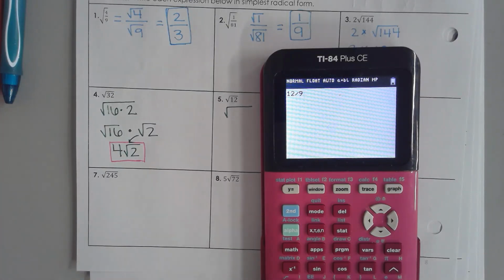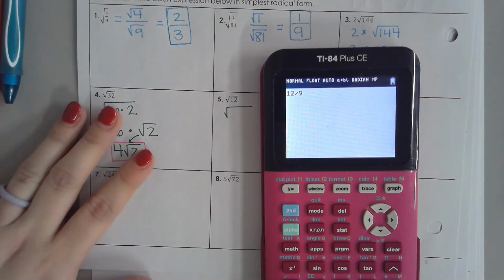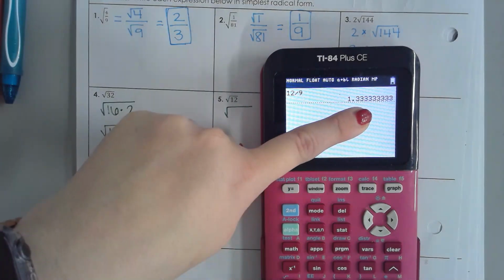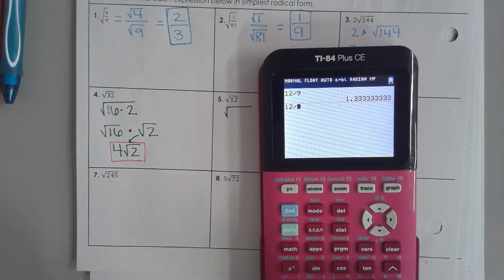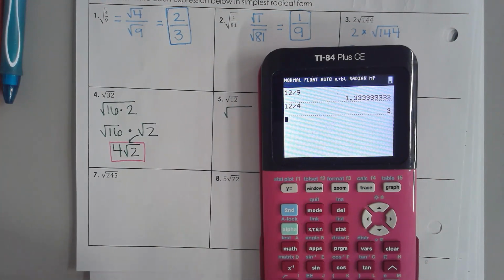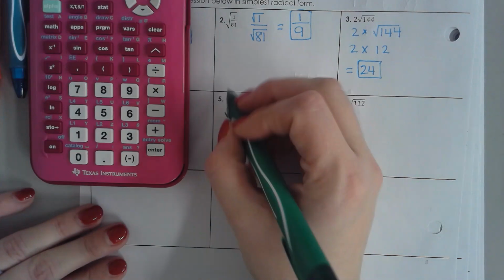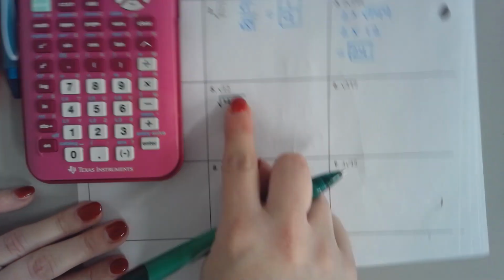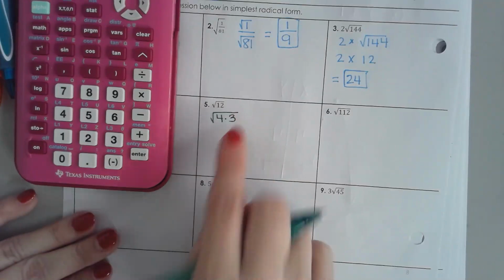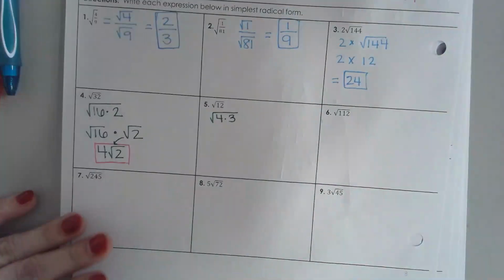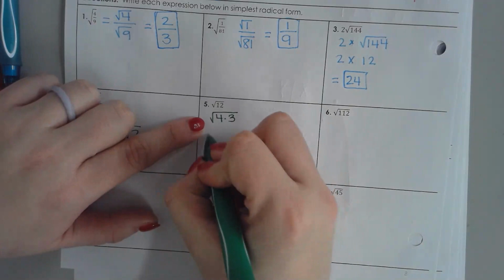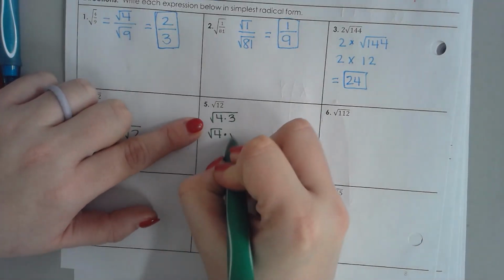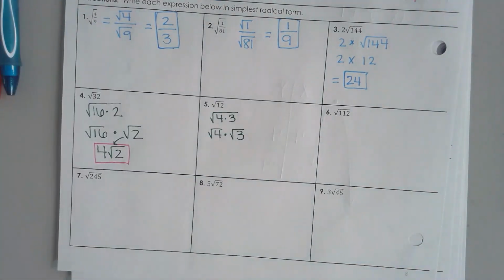Okay, 12 divided by 9, not a whole number. 12 divided by 4 is. So I'm going to rewrite this as 4 times 3, because 4 times 3 is 12. And then I can split it up: the square root of 4 times the square root of 3.